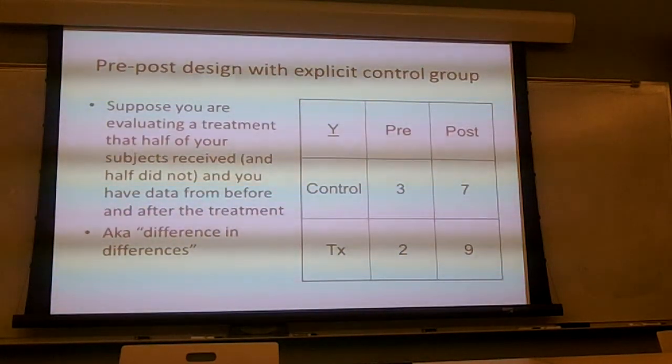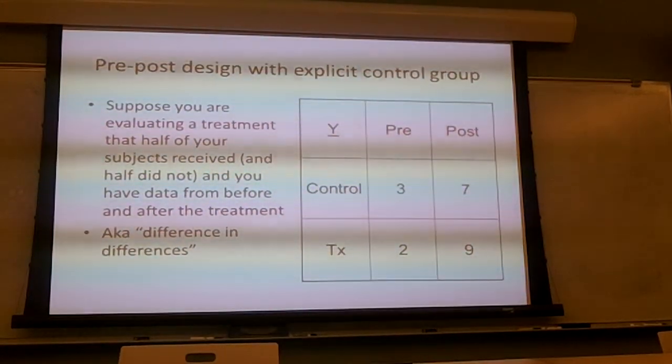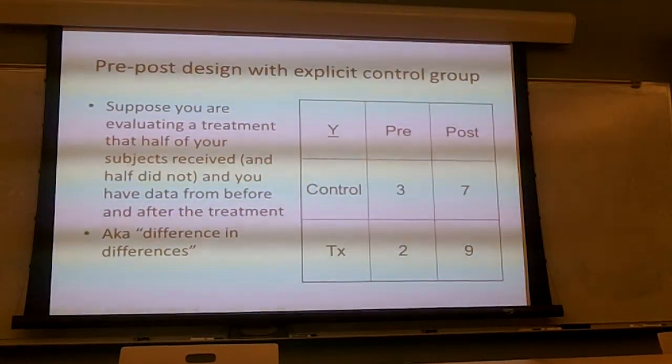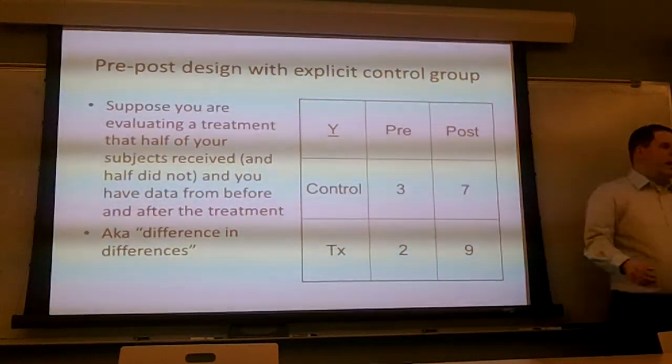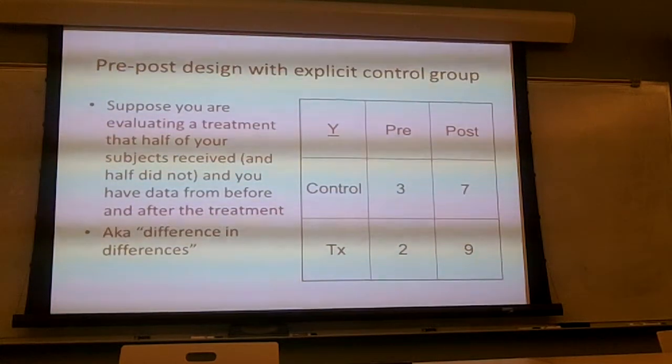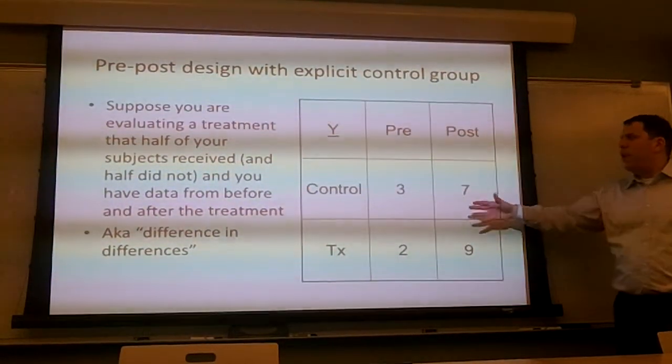Now the setup is pre-post, but with an explicit control group. So suppose you're evaluating a treatment that half your subjects got and half your subjects did not, and you also have data from before and after. I didn't say anything about randomization, random assignment of the treatment, and that's going to be where the big thing falls down. But what we've got here is a quasi-experimental setup. In the economics literature and health services, it's generally referred to as difference of differences. That language is starting to permeate epidemiology a little bit, but whatever you want to call it, I call it difference of differences, this is what it is.